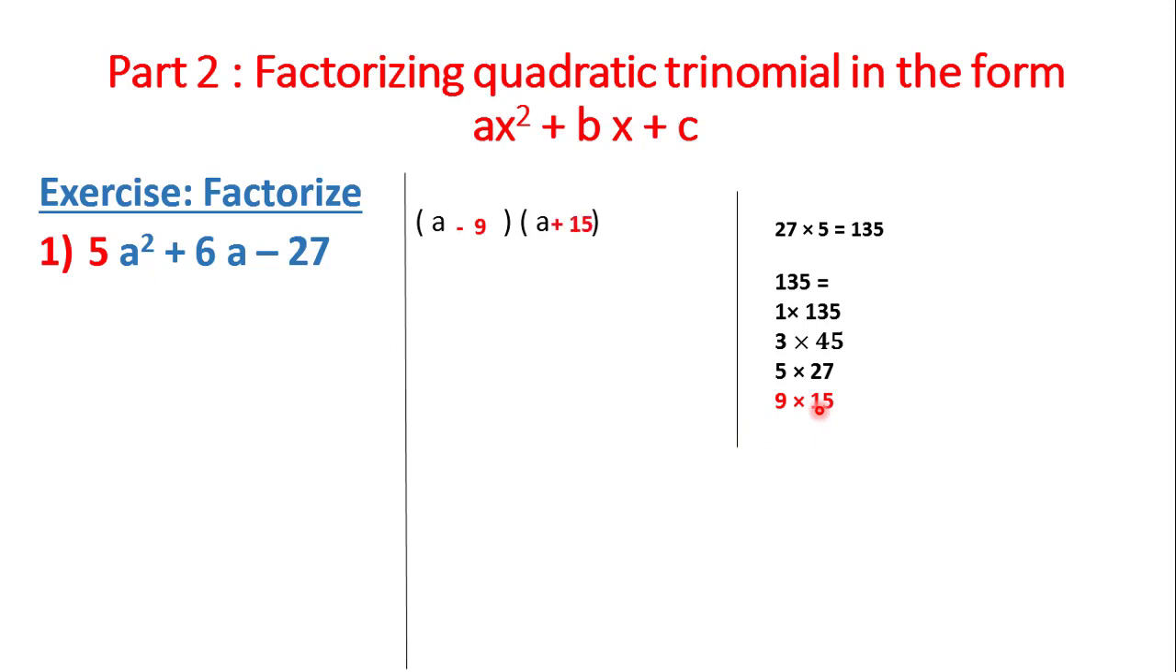Finally, I want to divide by a, which is 5 here. So I'll divide 9 over 5 and 15 over 5. 15 over 5 is 3. 9 over 5 can't be simplified. This is the simplest form. So I'll multiply 5 by this a. So the final factorization will be (5a − 9)(a + 3).